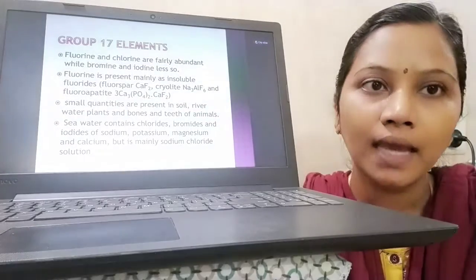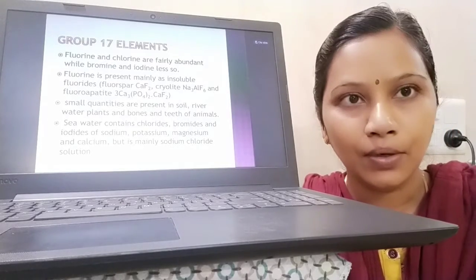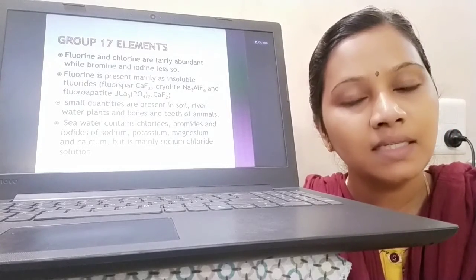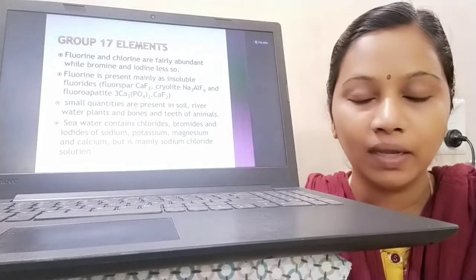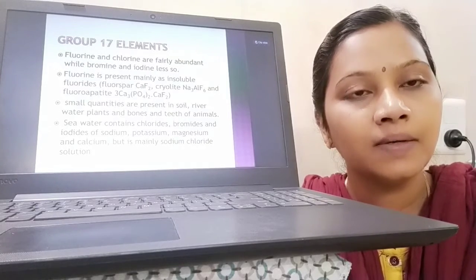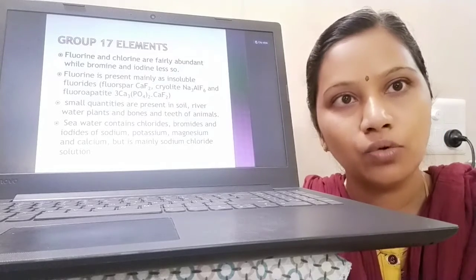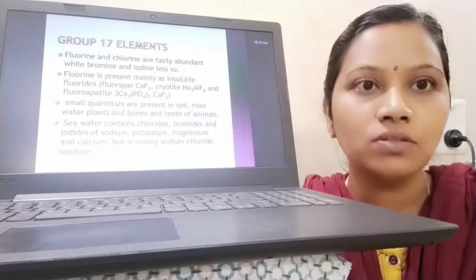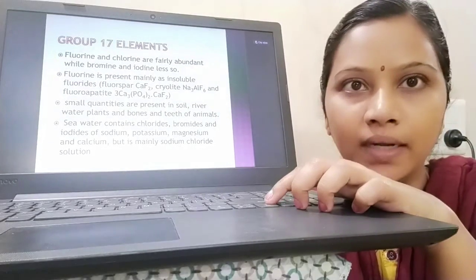Fluorine and chlorine are abundant compared to bromine and iodine. And how is fluorine present? It is present in three forms: fluorospar, fluorapatite and cryolite. And where else is it present? It is also present in rivers, bones, etc. Seawater mainly contains sodium chloride. Apart from that, it has bromides and iodides too, which are present in small quantities.